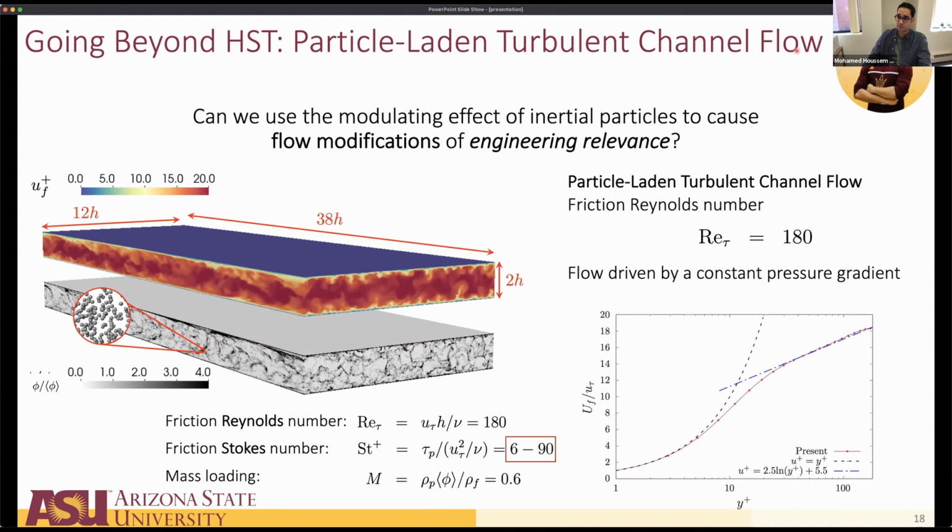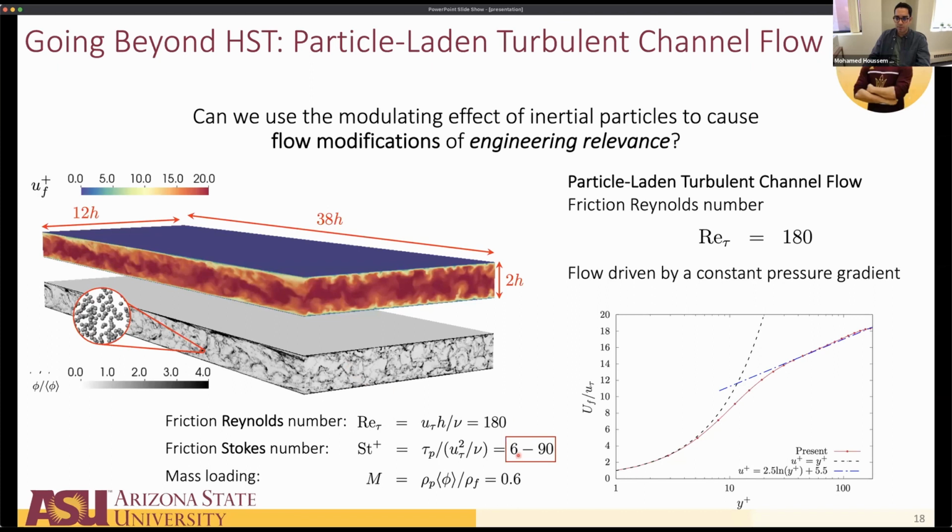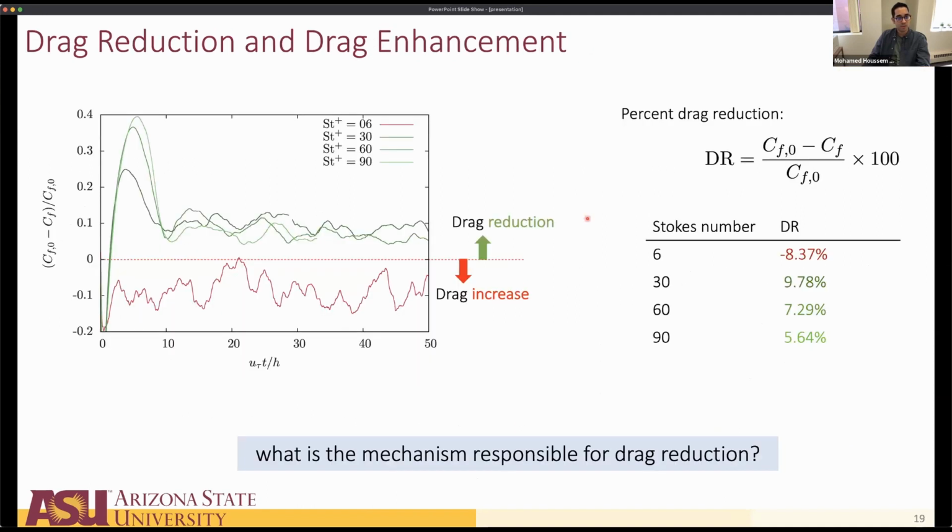And this is research of my student Himanshu Dave. So we have these simulations of turbulent channel flows with particles. The Reynolds number is 180. The Stokes number is varied between 6 and 90, and the mass loading is held constant at 0.6. Okay, so let's just go to the main result, which is the change of skin friction drag.